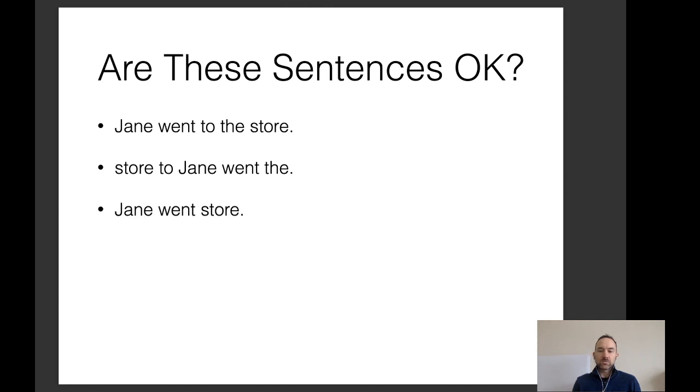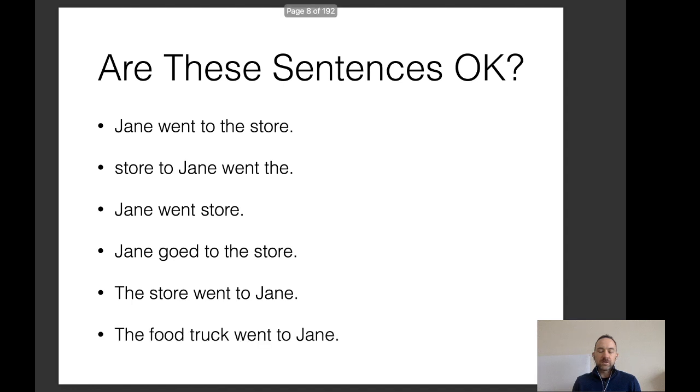"Jane went store," which is not grammatical in English due to the lack of determiners, but could be grammatical in other languages. "Jane goed to the store," an incorrect conjugation. "The store went to Jane," which is perfectly correct grammar-wise, but maybe a little bit strange semantically. And "the food truck went to Jane."